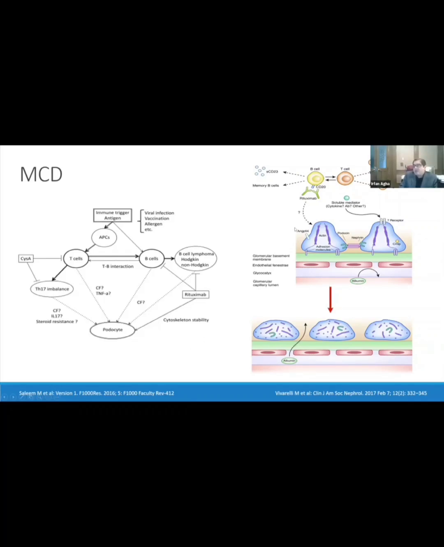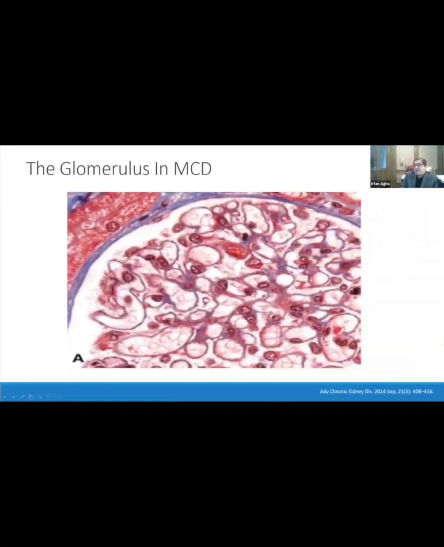So whatever the mechanism here, once you've got that injurious agent coming in, the podocytes are going to get damaged. They will simplify, foot processes are going to get diseased, and you'll have leakage of albumin. But the glomerulus in minimal change disease looks completely normal on light microscopy. That's why it's called minimal change disease.